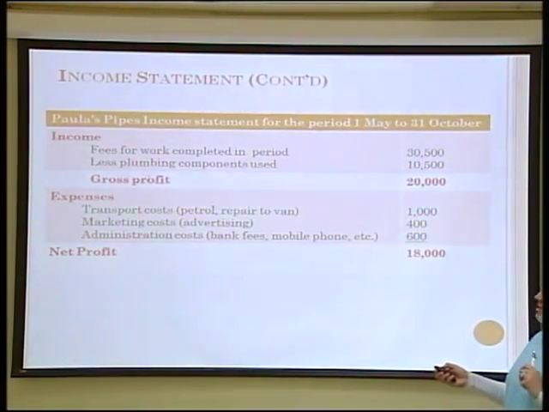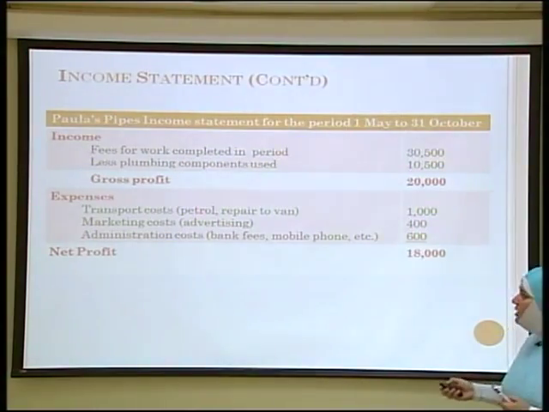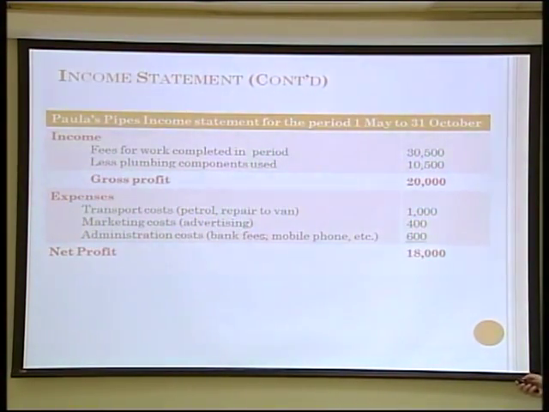When we deduct this from this, we get what we call gross profit. Gross profit of $20,000, as here. Then we deduct some other expenses, like transportation costs, petrol, repair to van, whatever. Marketing costs, like advertising, and administration costs, like bank fees, mobile phone, etc. To get at the end the net profit. Net profit of how much? $18,000. Okay? All right. Clear?